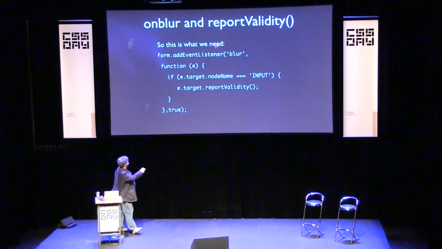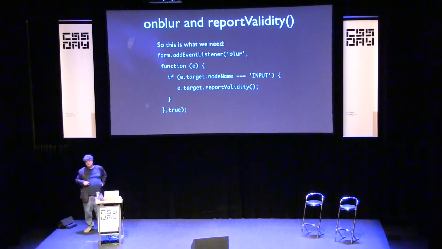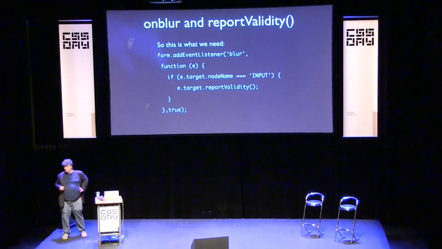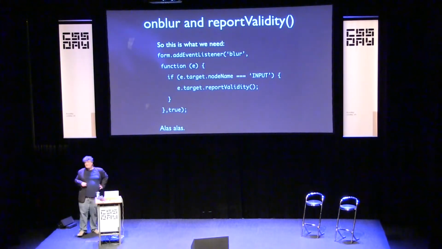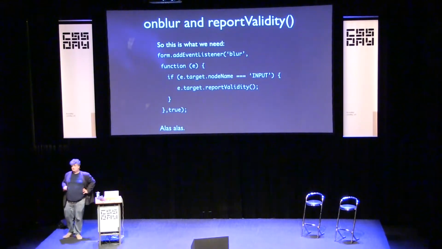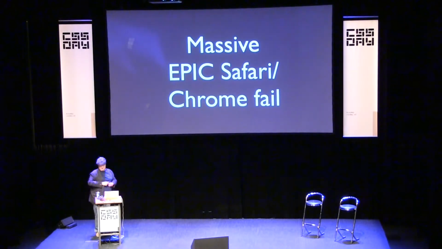Again, we set an event listener for blur, and if the blur occurs on an input, we report the validity of that input, and if the validity is false, it shows the error message, right? No. Well, theoretically, yes. In practice, no. Epic. Absolutely epic. You can see it for yourself.